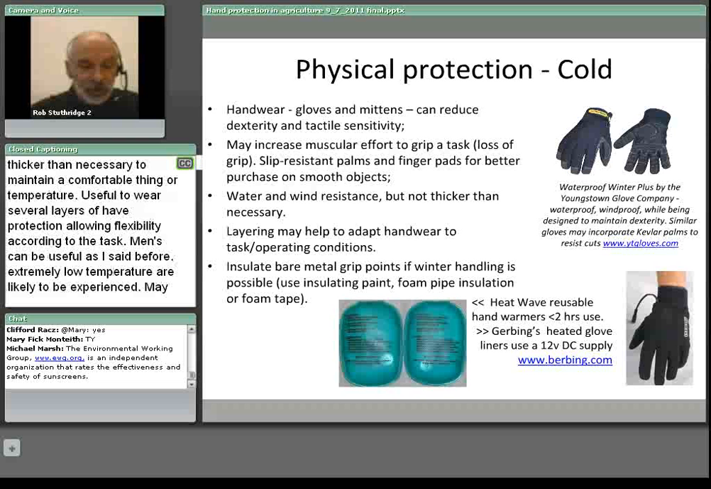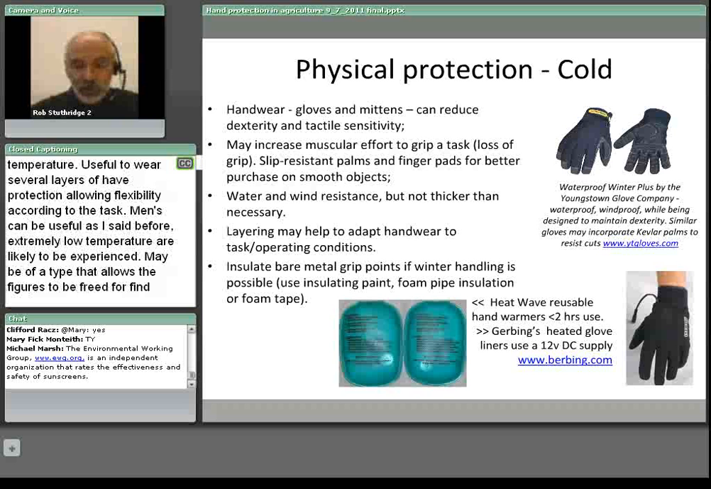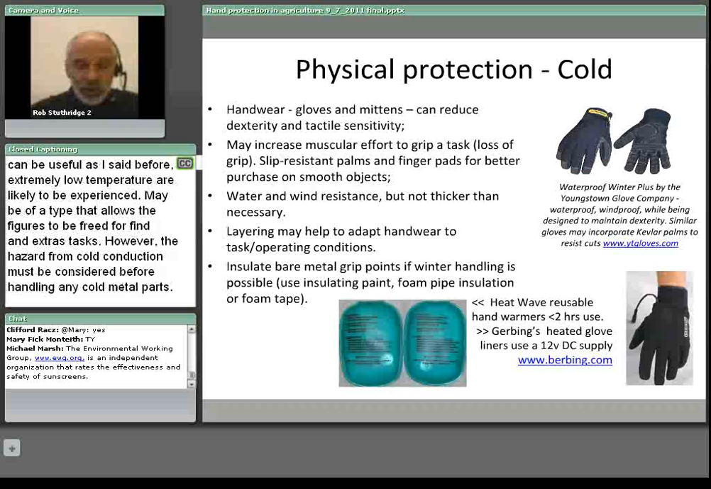However, the hazard from cold conduction must be considered before handling any cold metal parts. So if you anticipate any of that kind of need, maybe coat the contact point of bare metal with a heat insulating material before the onset of low temperatures, which will help to reduce the risk of cold burn injuries.